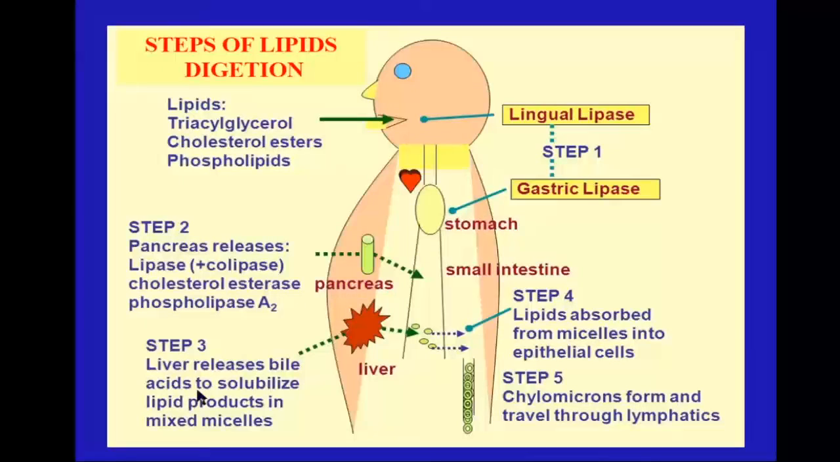Step 3, which is combined with step 2, is the secretion of bile acids. Together with the bile, the liver secretes bile acids, very necessary for the correct digestion and absorption of lipids. And step 4 is the formation of mixed micelles and absorption of lipids. The mechanism of absorption is very difficult. And the fifth, last step is the formation of lipoprotein particles of the lowest density, which are named chylomicrons, and they travel through the lymphatic system to the blood to be transported then to different cells of our body. So this is the overview. We divide digestion and absorption of lipids into different steps, and we'll talk about them in more detail, one by one, step by step.